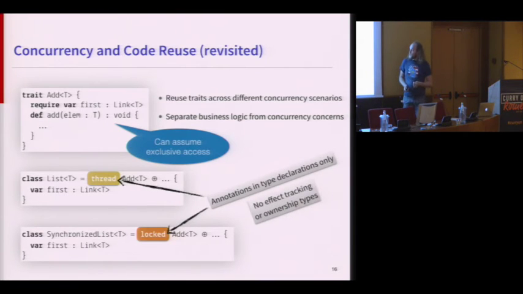These annotations only appear when declaring types. So we sort of move the annotations from where we use the alias to where we declare the alias. And this means that there's no effect system needed, and no tracking of ownership types needed.